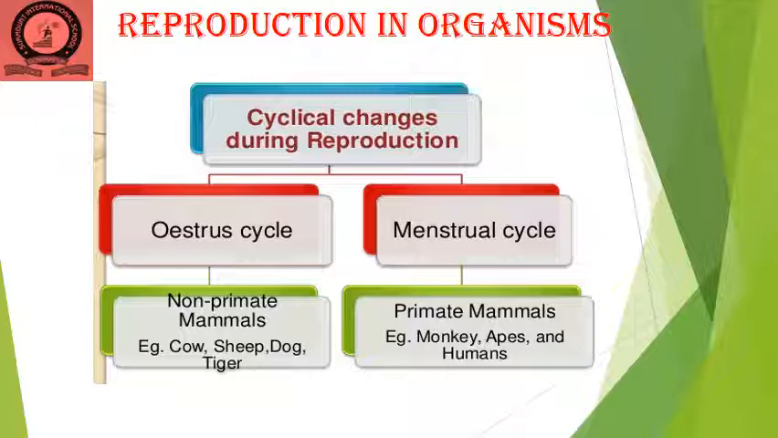Next one is menstrual cycle. It occurs in primates, for example monkey, human beings, etc. This cycle consists of menstrual phase, proliferative phase and secretory phase. No increase in sex urge during menstruation. Blood flows out in the last few days of this cycle. So this is a very important topic. 2 marks or 3 marks questions may arise from here, so please revise this and write it down in your copy.